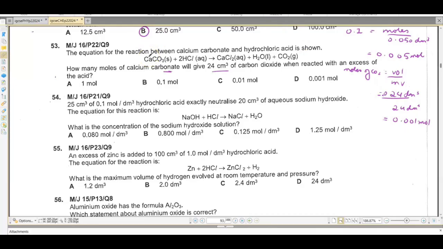Once we have the moles of carbon dioxide, we can simply find the moles of calcium carbonate. ठीक है? As we can see that they are in a ratio of 1:1. So the moles of carbon dioxide would be the same as the moles of calcium carbonate. So D is going to be our correct answer. We've just found that out.